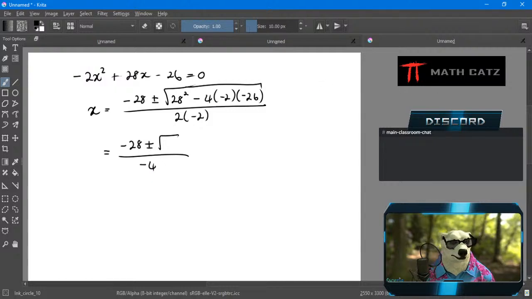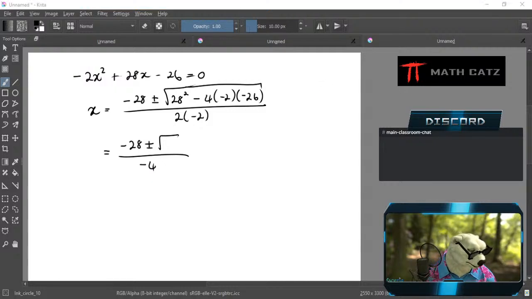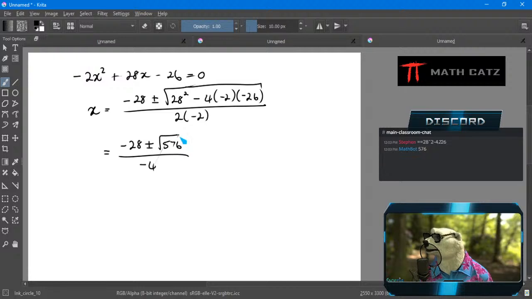All right, so let's just ask MathBot, what is this inside the square root? So 28 squared, I mean, of course, I know that, but I'll give you a chance. Minus 4 times 2 times 26. And it is a minus. I have 3 negatives here, so it's a minus. What's inside the square root, MathBot? 576. I believe you.